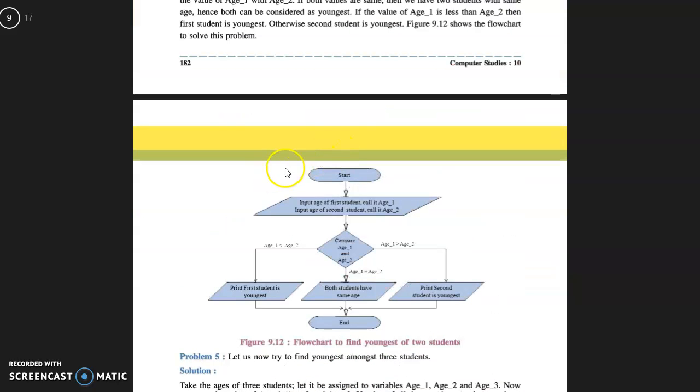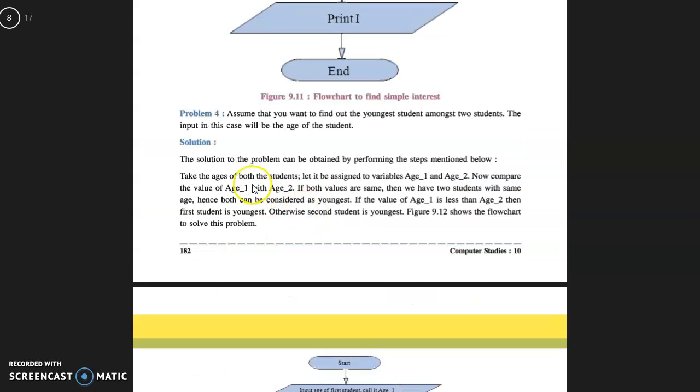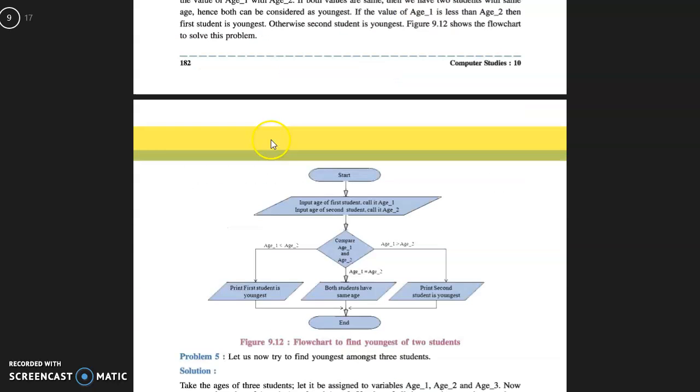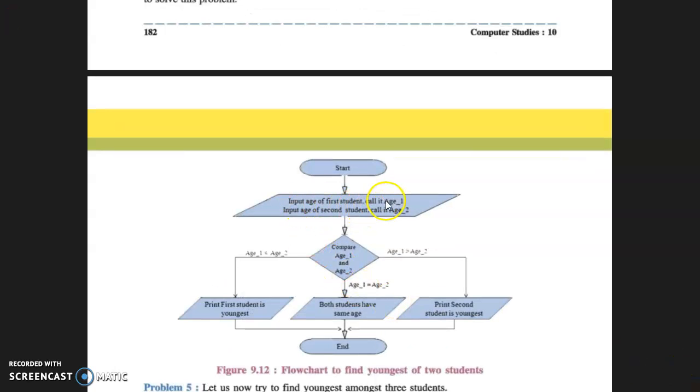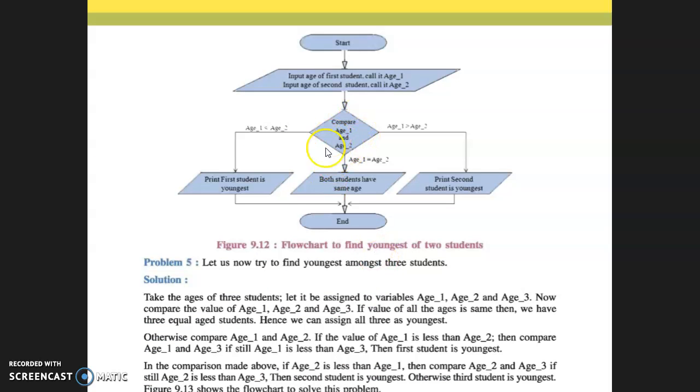Problem 5. This is a decision maker. See, problem 4. Assume that you want to find the youngest student among two students. Who is bigger? Input the first student's age. Input the second student's age. Compare age 1 and age 2. Is age 1 greater than age 2? Print second student is youngest. Is age 1 less than age 2? Print first student is youngest. This is a decision symbol. This is an output symbol. The program will end.